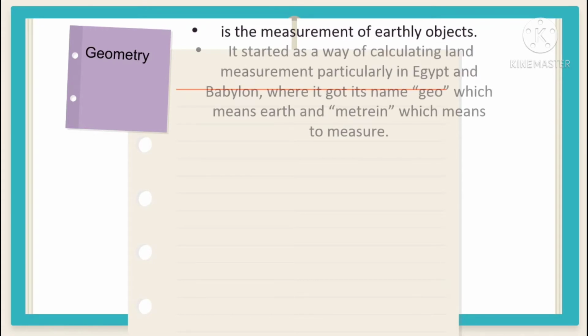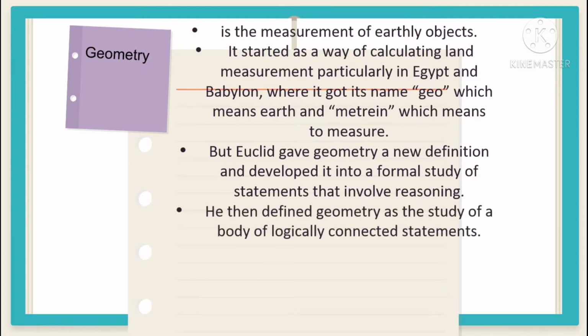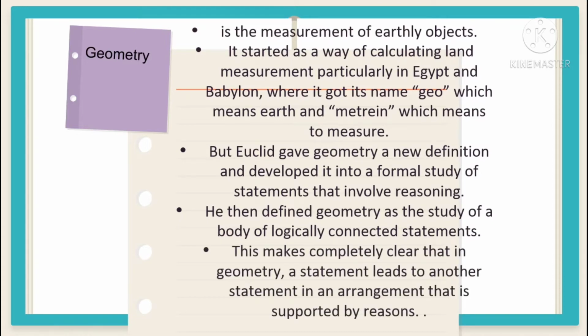Geometry is the measurement of earthly objects. It started as a way of calculating land measurement, particularly in Egypt and Babylon, where it got its name: geo, which means earth, and metron, which means to measure. But Euclid gave geometry a new definition and developed it into a formal study of statements that involve reasoning. He defined geometry as the study of a body of logically connected statements. This makes it clear that in geometry, a statement leads to another statement in an arrangement that is supported by reasons.